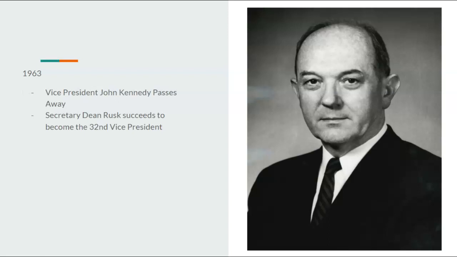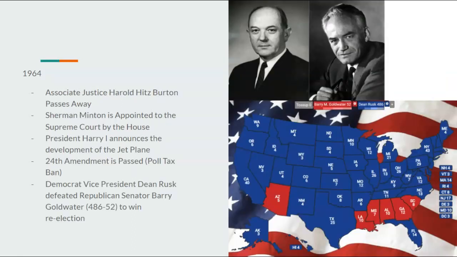1962, there is nothing noteworthy. 1963, sorry about that little mix-up, but in 1963, Vice President John Kennedy would pass away. That would still happen in this timeline, and he would be replaced by Secretary of State Dean Rusk. He would become the 32nd Vice President. Going on to the 1964 year, Associate Justice Harold Hitz Burton would pass away, but he would be replaced by Sherman Minton.